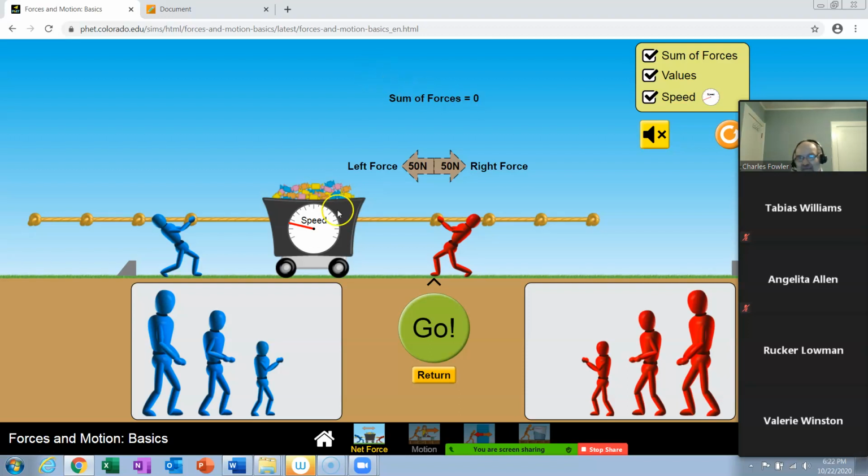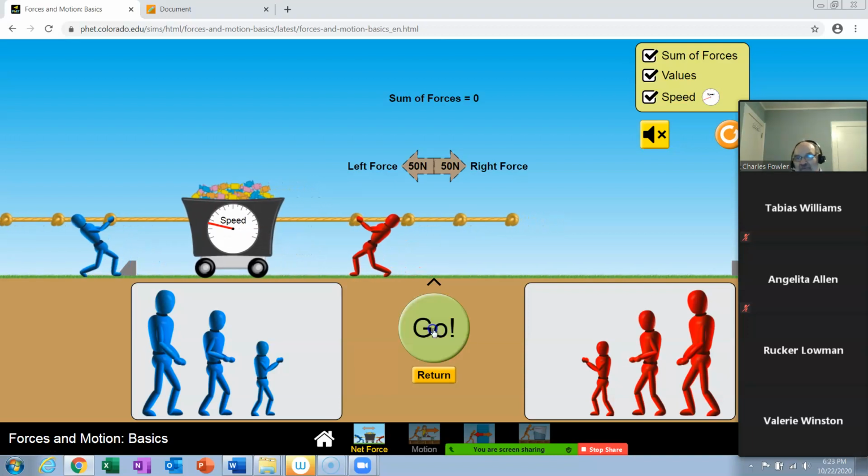I did have that before, I just didn't see it. What do you think is going to happen? Is it going to stay steady? Remember, it was moving. I just paused it. It was moving, and since there's no acceleration, it's going to continue moving to the left, but this time at a constant speed. So see, when I go, the speed doesn't change.